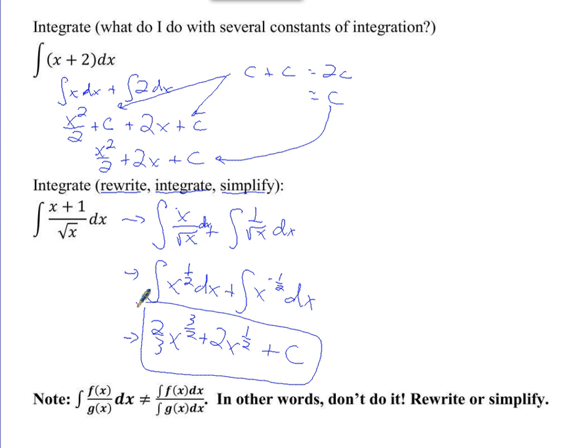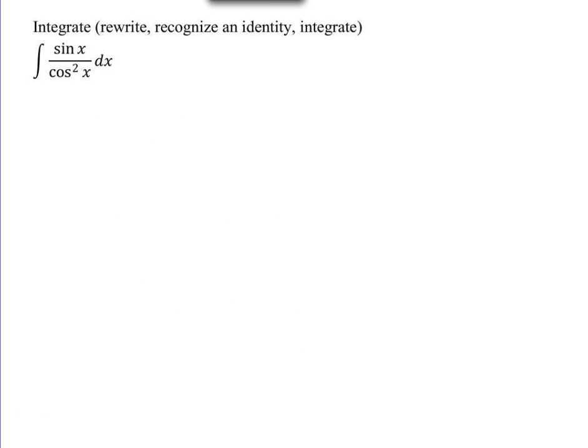Okay, and very important safety tip right here. The integral of a function divided by a function is not the integral of the top function divided by the integral of the bottom function. It is not that. So please don't do that. Please don't try to do a quotient rule on it. You can't. Okay? Try to rewrite it. Usually you'll be able to rewrite it.